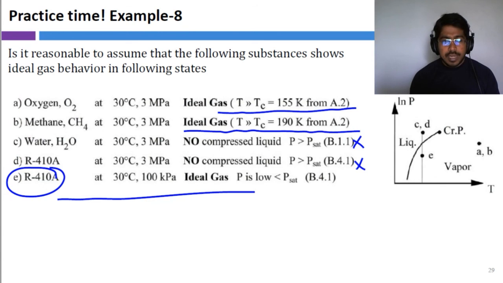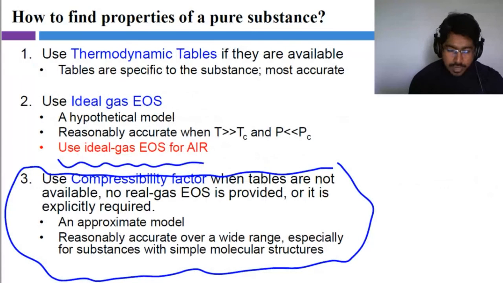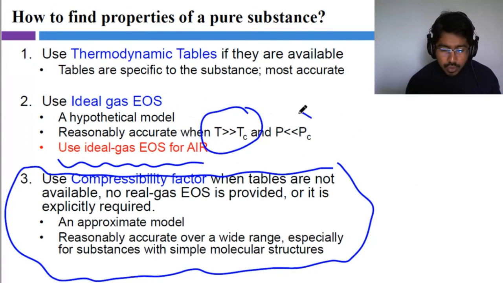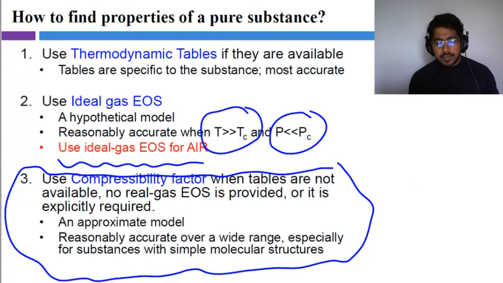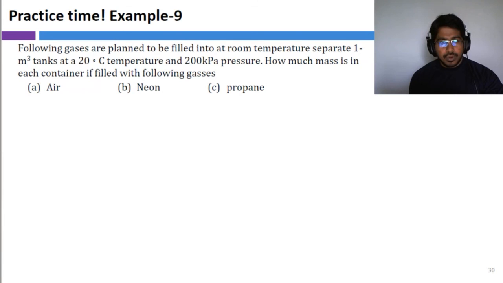Once you know that it's a vapor, you check the other conditions. As I mentioned, you either need to have a very high temperature compared to the critical temperature, or a very low pressure compared to the critical pressure. Using that, we can determine whether we can use the ideal gas equation or not. So this question again, I will solve with you.